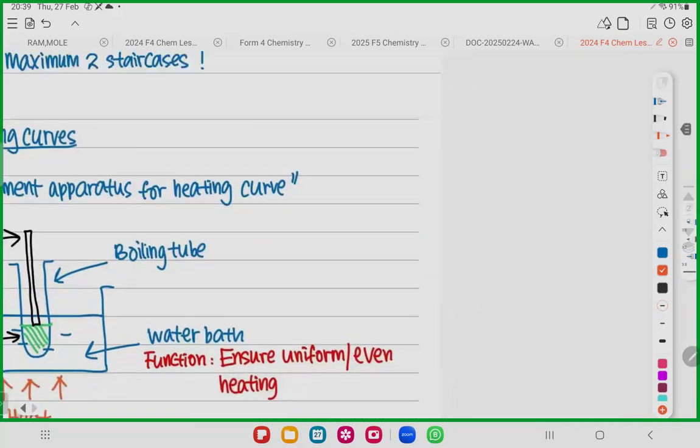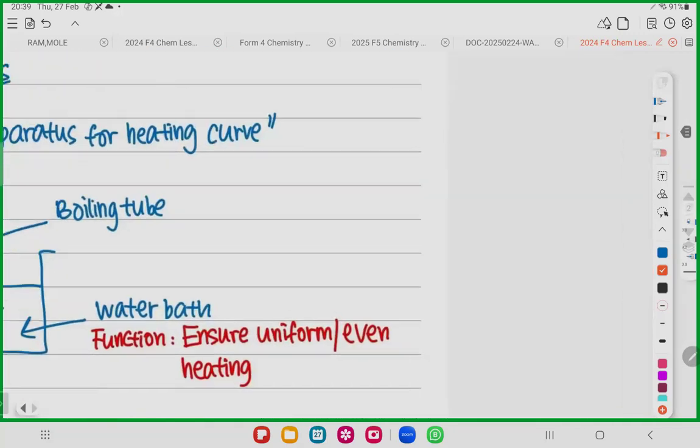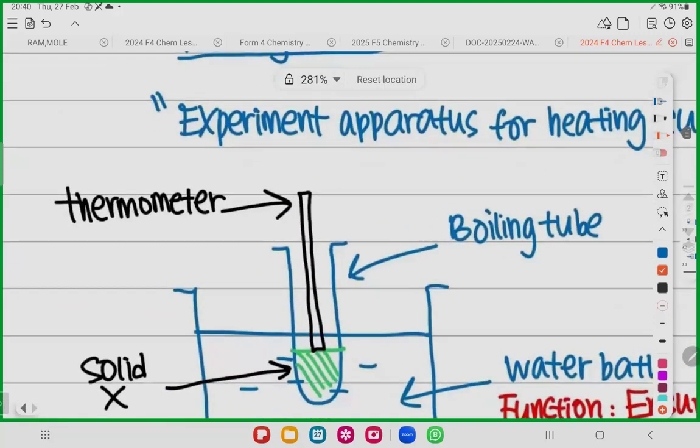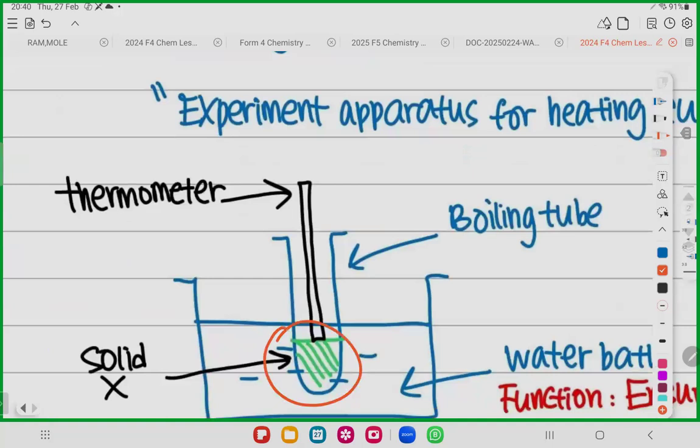So you will first take a boiling tube. Inside this boiling tube you put the substance that you want to heat. It can be a solid, it can be a liquid, no problem. Can you put a gas? No lah. If you put a gas, all the gas will run away. Impossible. So you can put a solid or liquid. Okay. So you need to put a thermometer, of course, because for heating and cooling curves, you need to know the temperature, right?